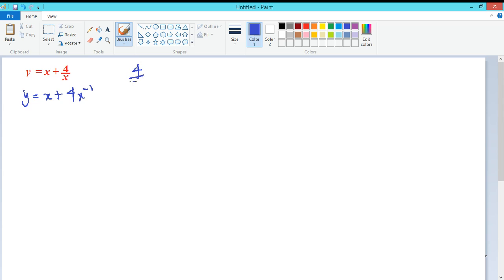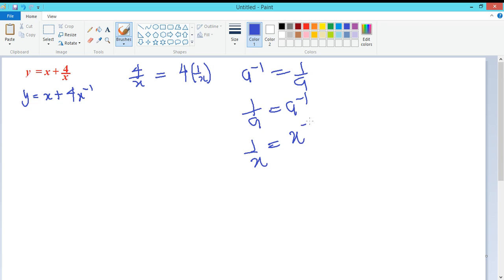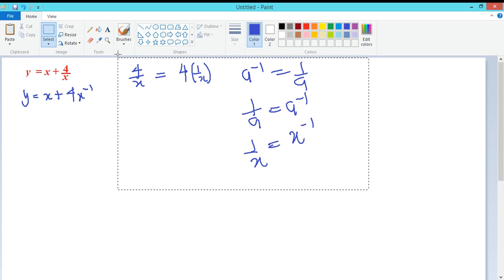The 4 over x can be seen as 4 multiplying 1 over x. And by the laws of indices, if I have a raised to the power negative 1, it's the same thing as 1 over a. So if I have 1 over a, I can write it as a raised to the power negative 1. Similarly, if I have 1 over x, I can express it as x to the power negative 1. So the tool we have employed is the rules of indices.